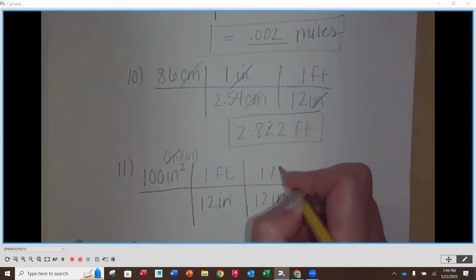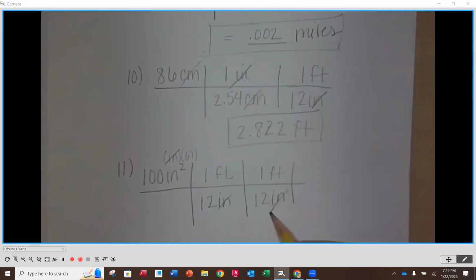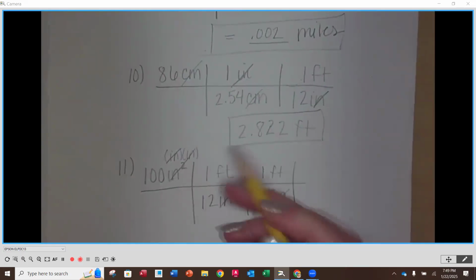12 inches on the bottom is equal to 1 foot. The second one clears the second one and gets rid of the full square. Does that make sense to everybody? So when you have a power, you need to do it as many times as there is the power. So in this case, it was squared, so you have to do it twice.